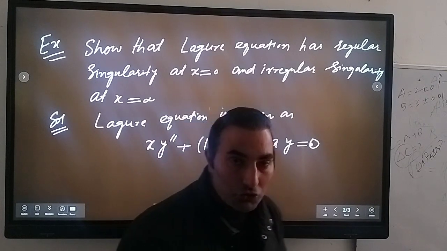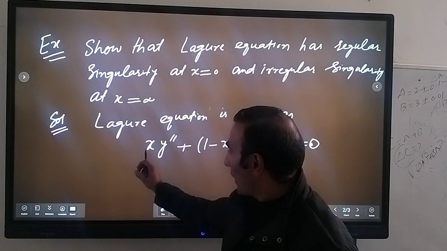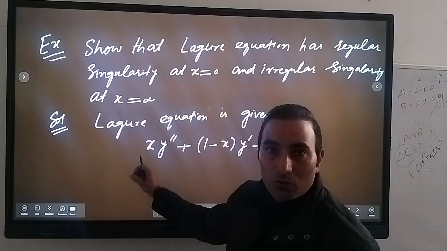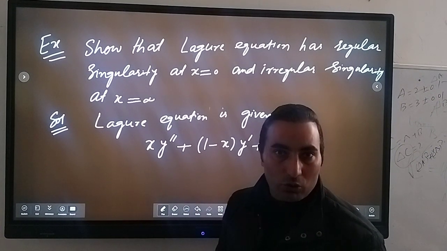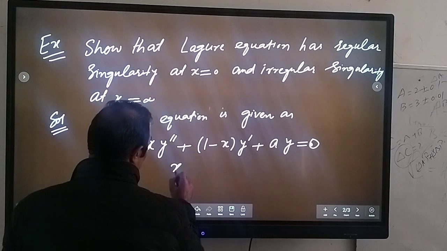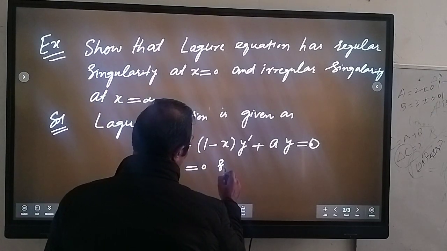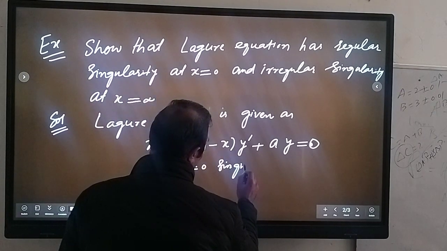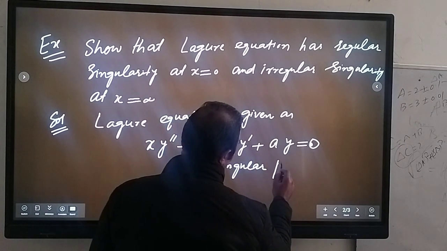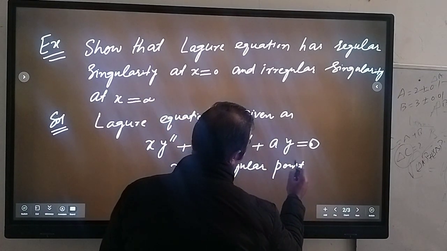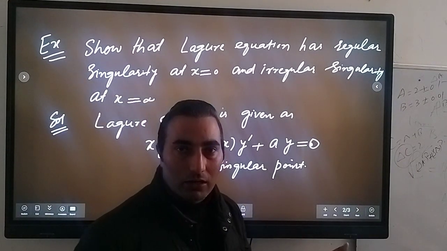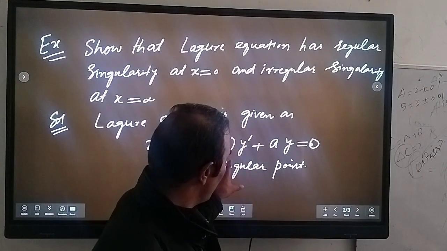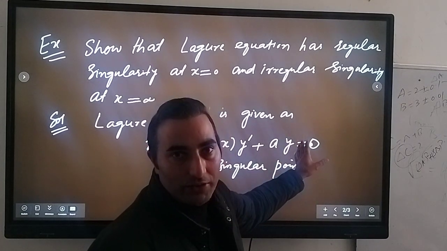First of all, we need to check p of x: if you put x equal to 0, the coefficient of y double dash will be 0. So x equal to 0 is a singular point for this differential equation. Now we need to look for the values of p dash of x and q dash of x.